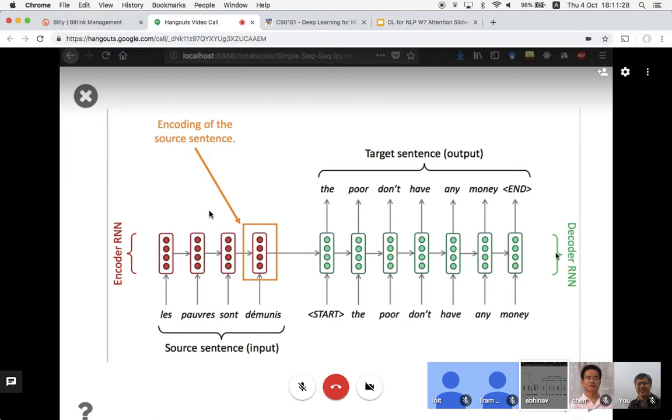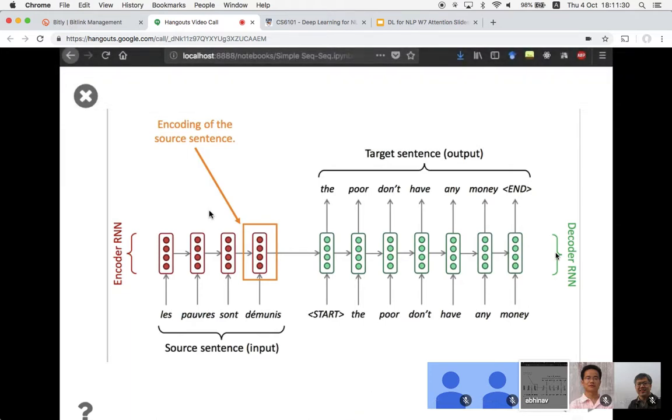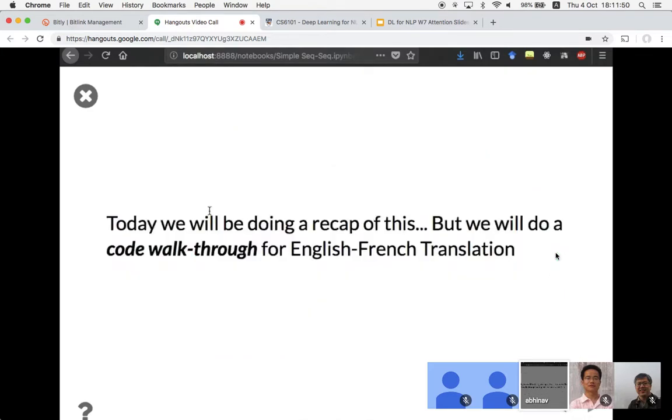We have an encoder here, which takes a sentence in English and passes it to the RNN. Then we get an encoded sentence, and then we decode to get a sentence back. So it consists of an encoder RNN and a decoder RNN, and then you start generating the French sentence. Today we'll do a recap of this, but we'll do a code walkthrough for the English to French translation instead of going through the slides.